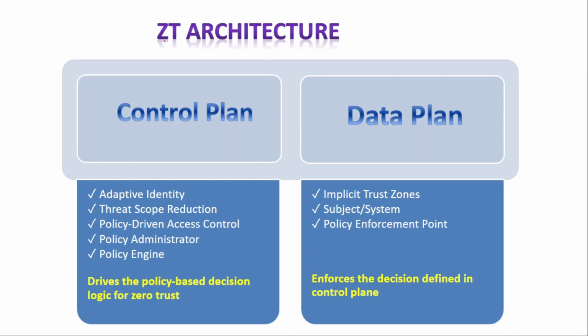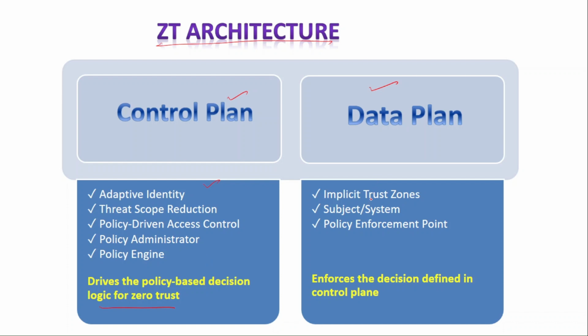So another two elements of the zero trust architecture were the control plane and the data planes. The control plane has the adaptive identity. Its function is threat scope reduction. We will study each of these in detail in a moment. It is policy driven access control. It has these two parameters, the policy administrator and policy engine. So it drives the policy based decision logic for zero trust, where the policy based decisions are made.